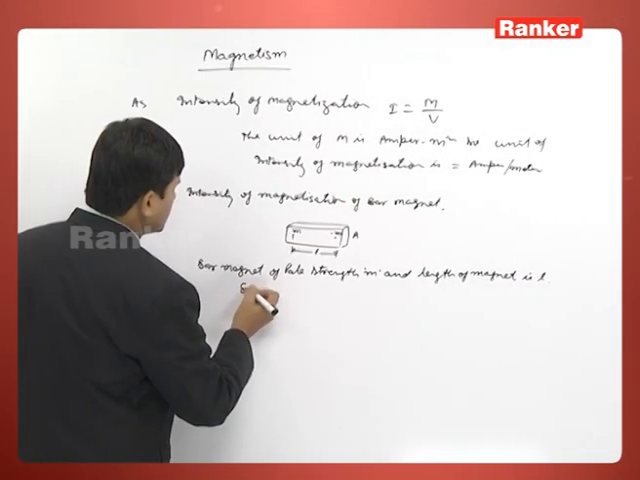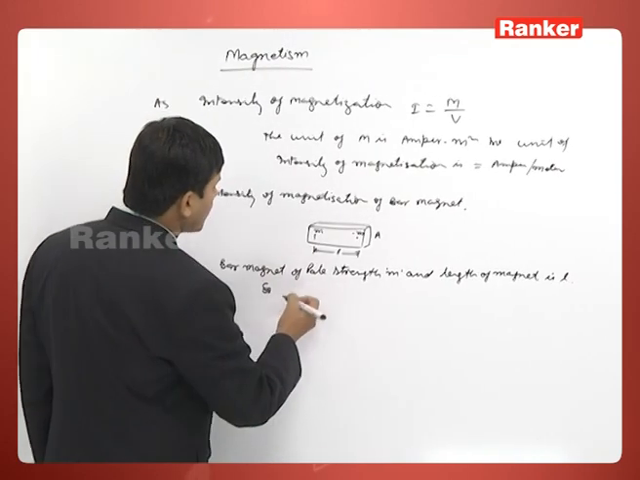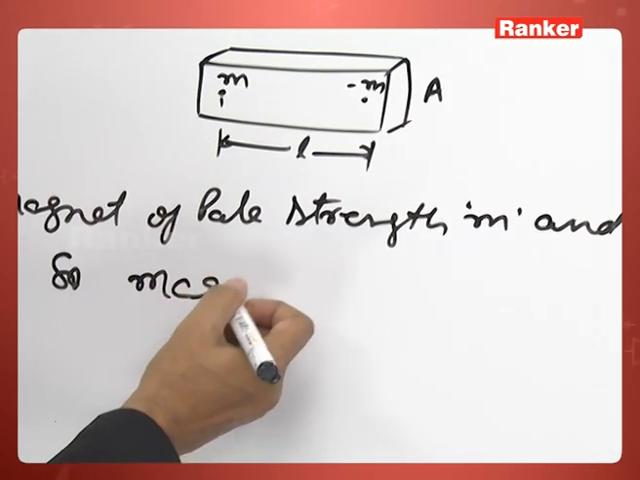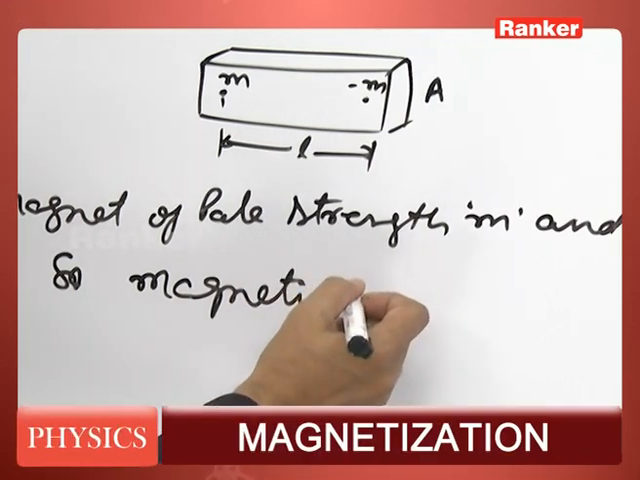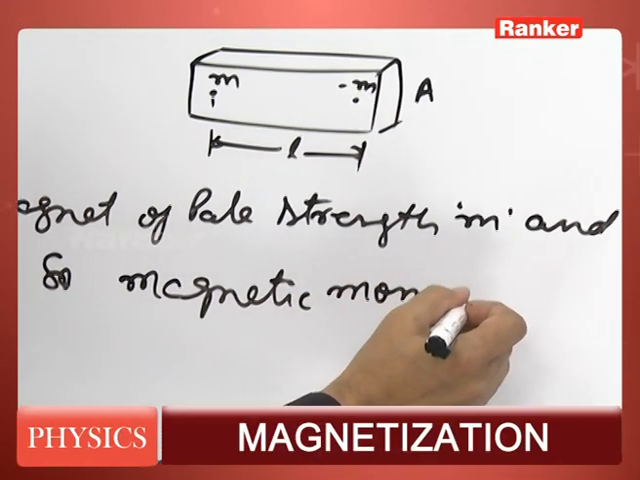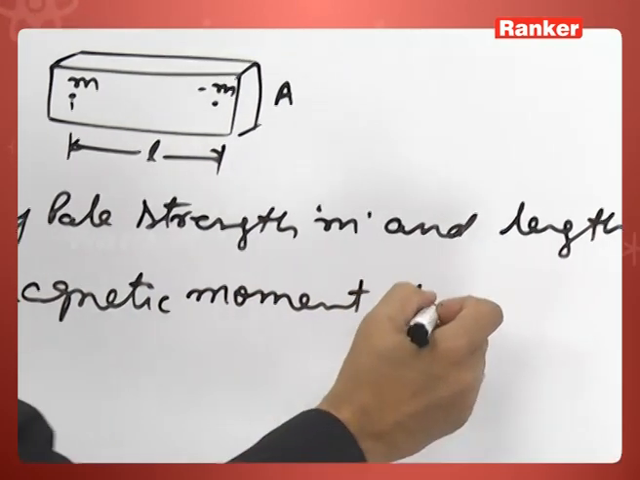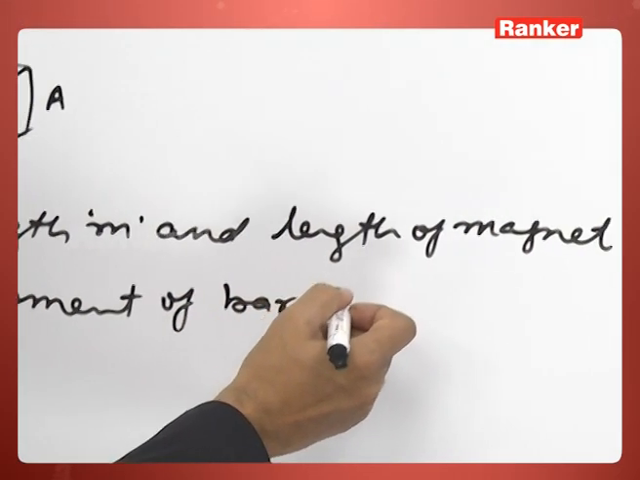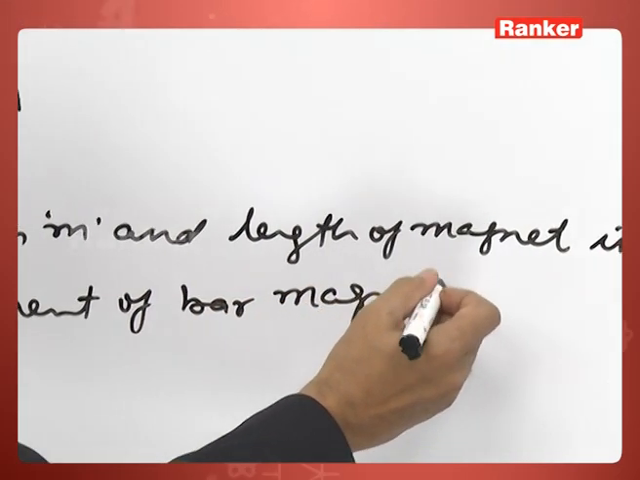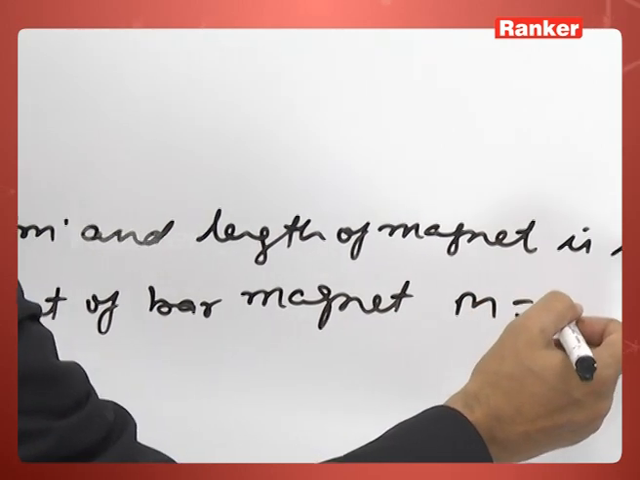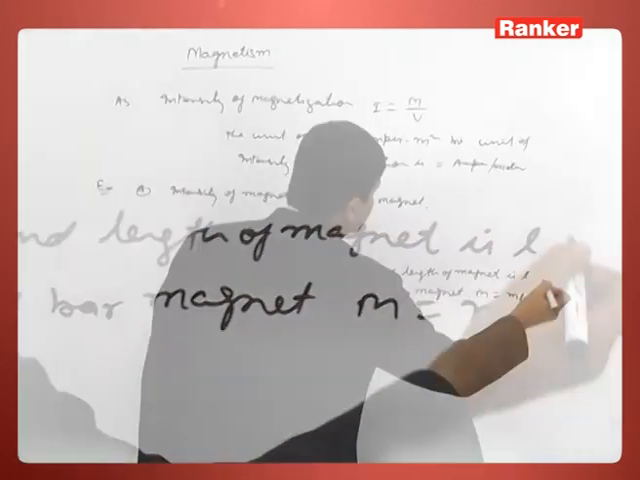So, the magnetic moment of the bar magnet, capital M, is written as m into L.